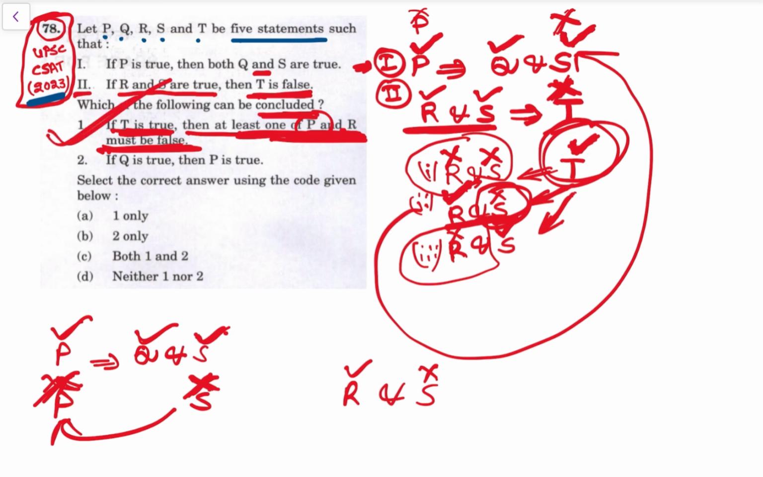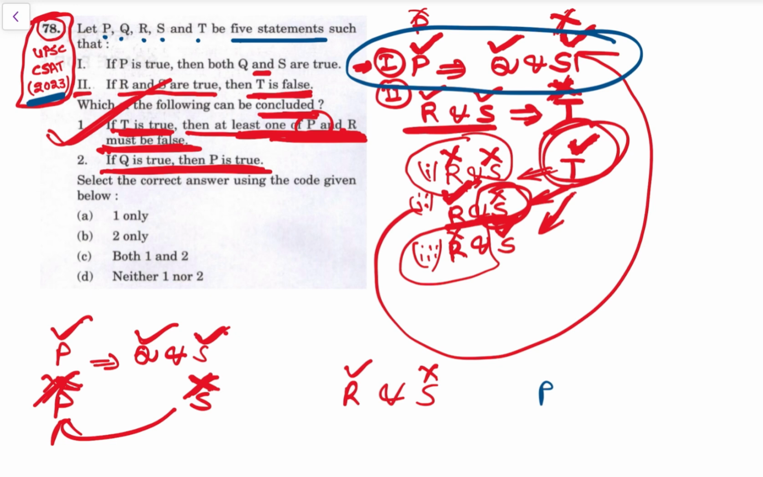Then आता है if Q is true then P is true. See, look at this statement. Look at the first statement. So if P is true, see, statement क्या दिया हुआ हमें? If P is true, then both Q and S are true. So Q is true and S is true. If P is true, then both Q and S are true.